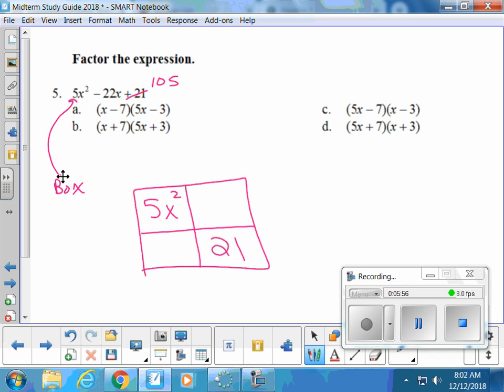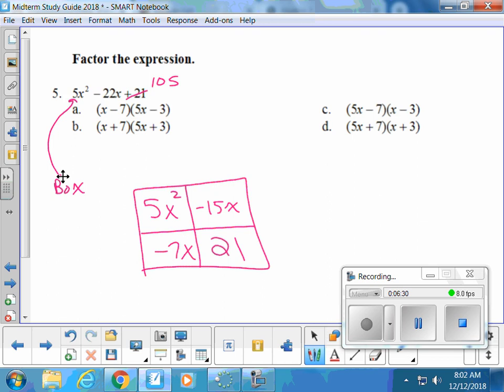Now we need to pick two numbers that'll multiply to 105, but add up to -22. That might take a little experimenting. I would try 5 and 21. Is that going to do it? No. We're going to start experimenting. I'll try dividing it by 15. Is 15 and 7 going to do it? Yes, if you make them both negatives. -15 and -7 will add up to that -22 that we need.